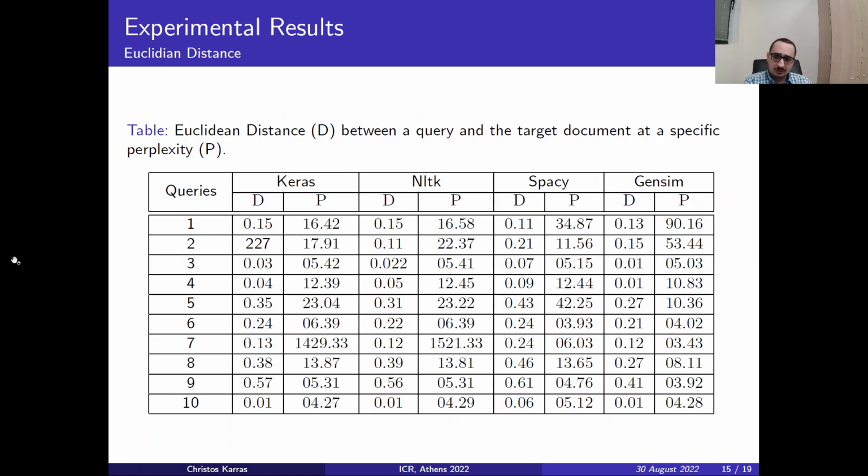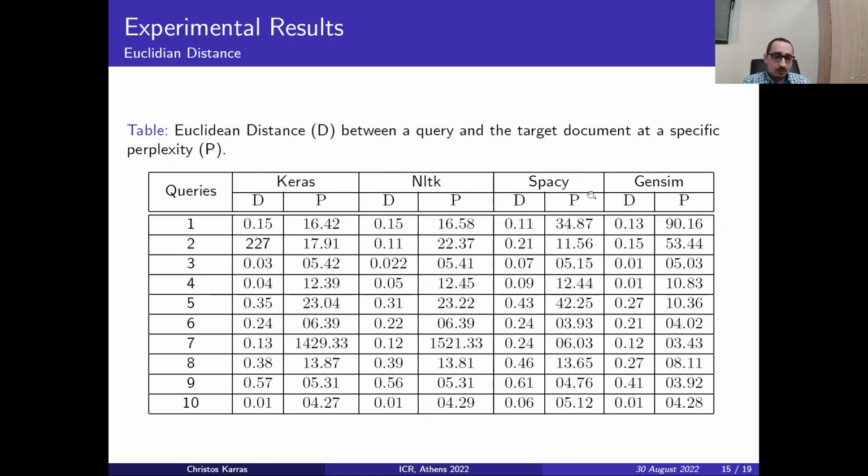Moving on to the Euclidean distance, we use it as a metric, and we basically want to look at the Euclidean distance between a given query and the target document at a specific perplexity p. We have all the libraries, Keras, NLTK, Spacy, Gensim, and we have the Euclidean distance and the perplexity. What we can observe here is that the higher the perplexity, the better.